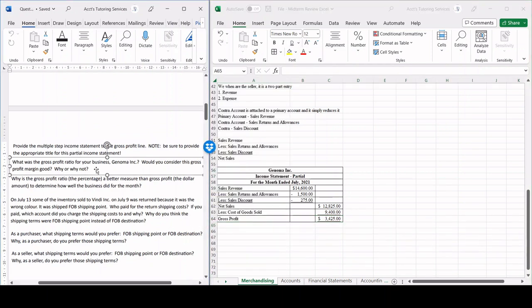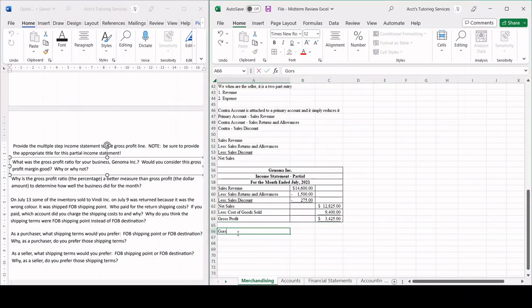Next, they want us to calculate the gross profit ratio. So the gross profit ratio is going to be gross profit divided by net sales. Gross profit, we know, is 3,425. We're going to divide that by 12,825 to arrive at 0.2670, or 26.71%.